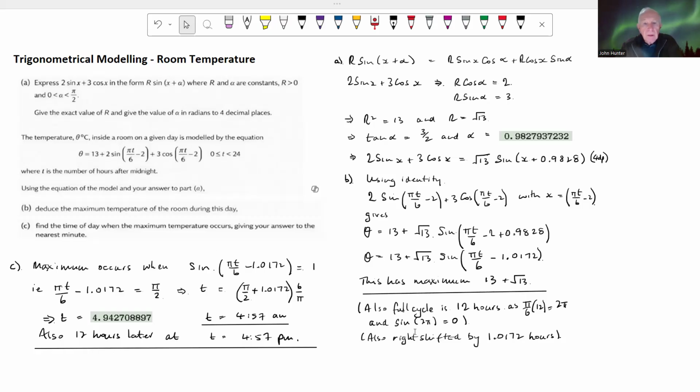Okay, we've got a trig modeling question here to do with a room temperature. When I worked this through, it came up with something which looks a little bit implausible. So I was a bit surprised about that, really, because these questions are very robust. But I realised actually that it's an adaptation of an A level question. So the numbers have been changed, and as such, it's made it a little bit implausible.